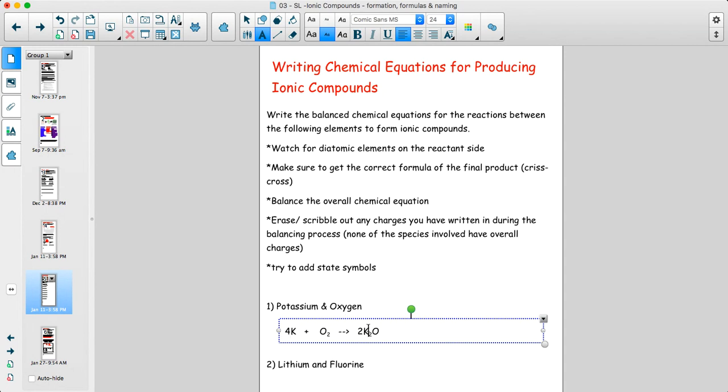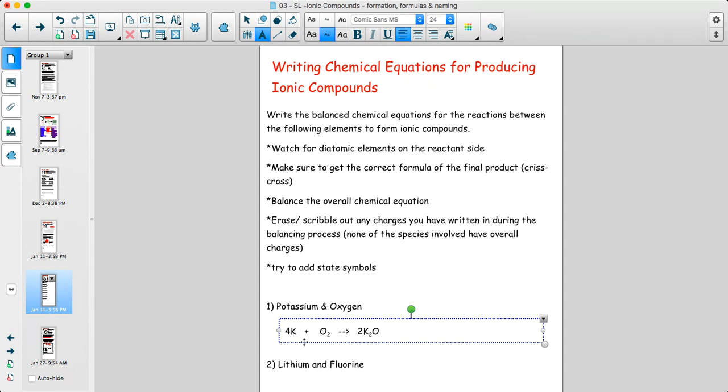If I had written in any little plus charges as I was going along to try to figure out how these things balance, like crisscrossed, at this point, I'd want to make sure to erase or scribble those out because the final chemical equation should not show any charges because this is an overall neutral compound and these are neutral elements. So erase or scribble out any charges that you wrote in or rewrite the equation so that it doesn't show any of those charges.